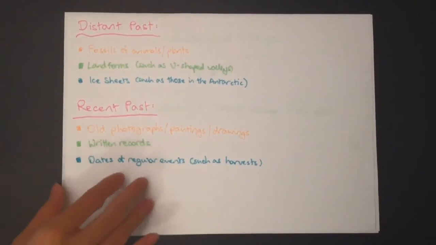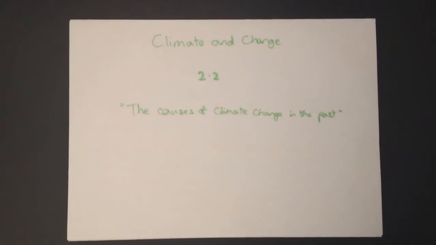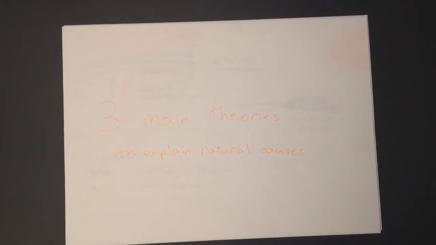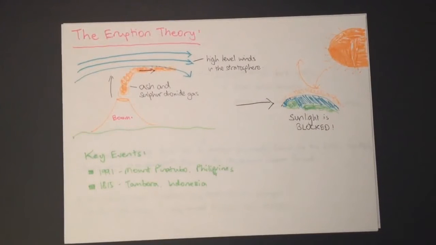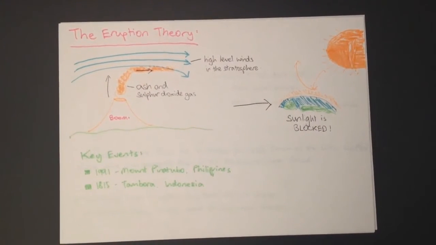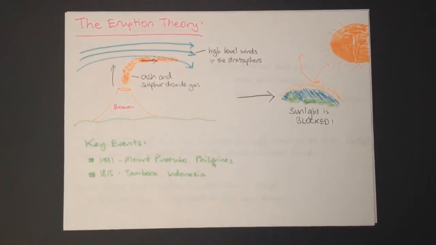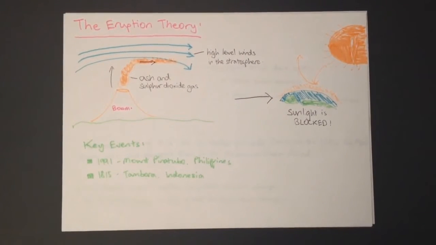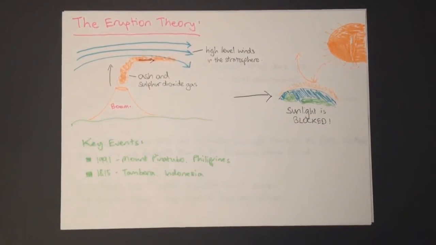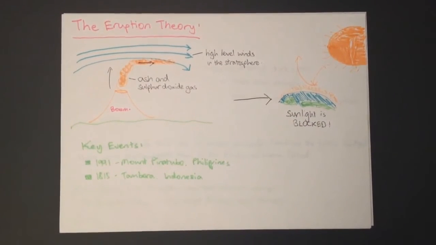We can now look at the causes of climate change in the past. There are three main theories that climatologists have used to explain the natural change of climate. Let's look at the eruption theory. This revolves around the idea that when volcanic eruptions occur, ash and sulfur dioxide gas are released into the atmosphere. If they rise high enough, the stratosphere's high-level winds would carry them further around the Earth. This effectively blocks out the sunlight from reaching the Earth's surface, causing it to cool down.